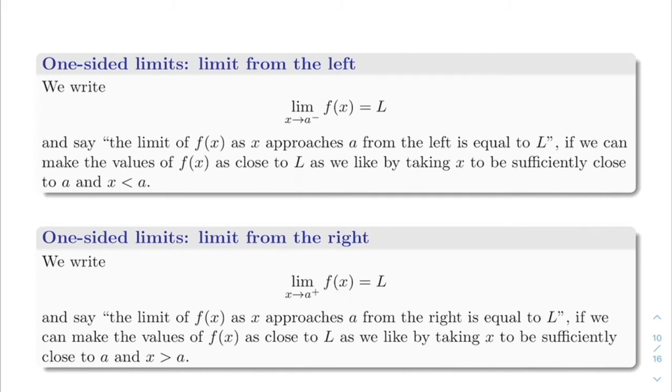So what is the main difference between this definition and the definition of the limit is that we are restricting our view to only values that are less than a for the limit from the left, and we're only restricting to values that are greater than a for the limit from the right.